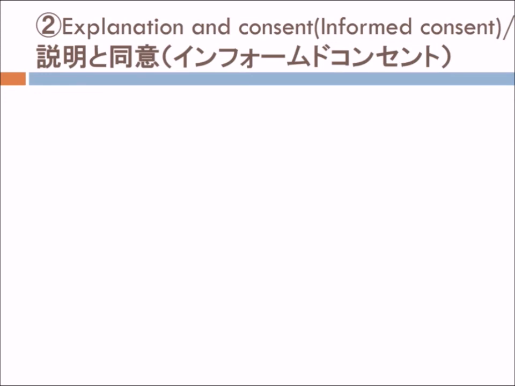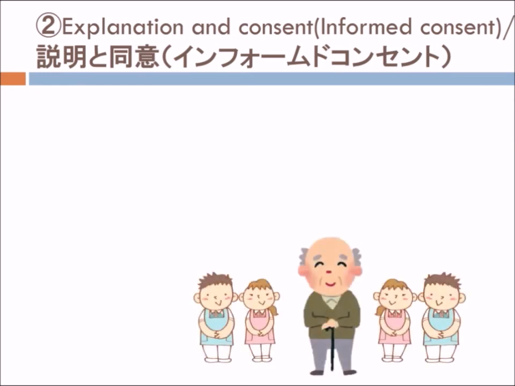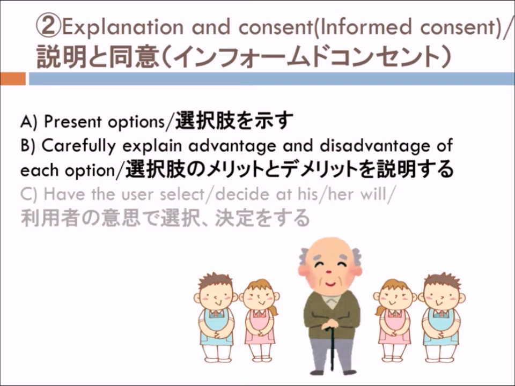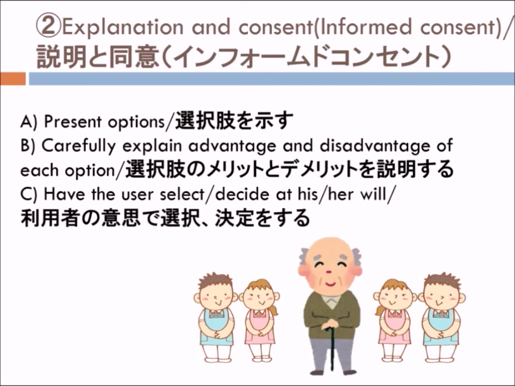Explanation and consent, informed consent. The care worker provides support for the user's decision making so that the user can live his or her usual life. When providing such support, the care worker should keep the following points in mind. Present options. Carefully explain the advantage and disadvantage of each option. Have the user select or decide at his or her own will. In order for the decision of the user to be realized, the care worker should respect the option and provide support.